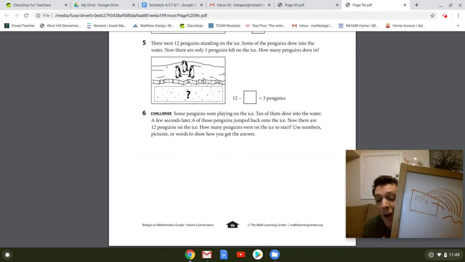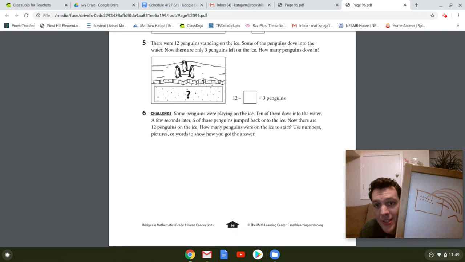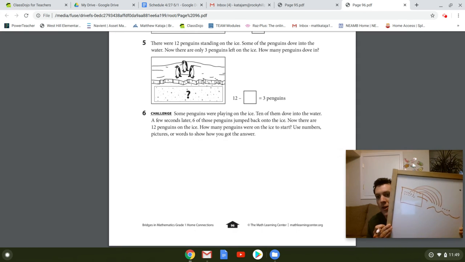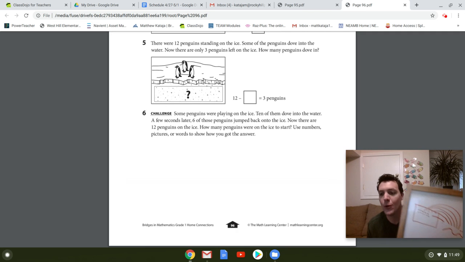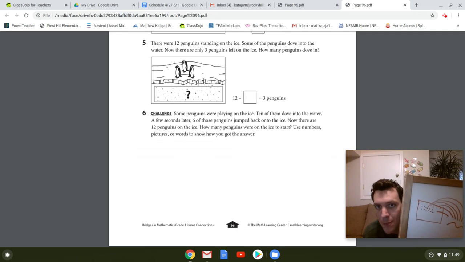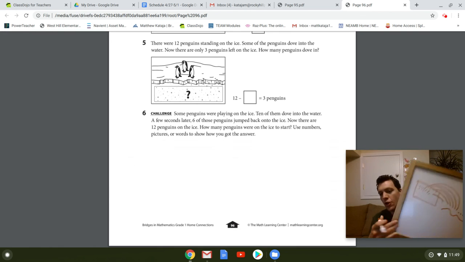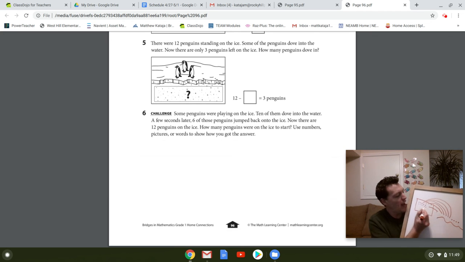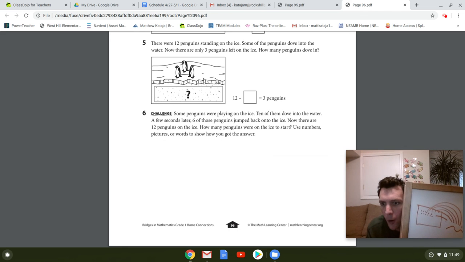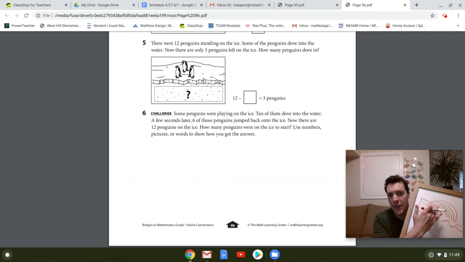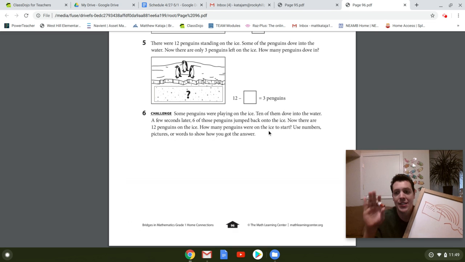And then what it wants you to do is it asks you how many were on the ice to start. So if you know how many were left in the water, you should be able to solve this. So this is how I would solve it. I would use a picture. I'm not going to give you the answer, but if you just draw your ice and have your penguins be the dots, and then draw your water and make sure you remember how many are left in the water, erase the ones that went back onto the ice, make sure you have 12 on the ice total, because that's what it tells us, and then it asks how many were on the ice to start.